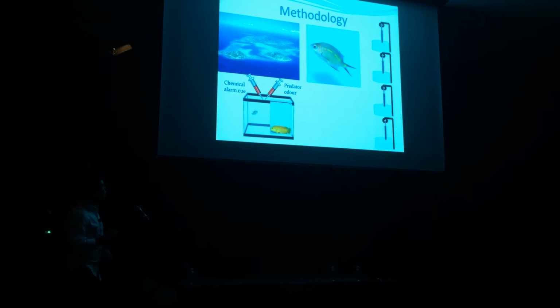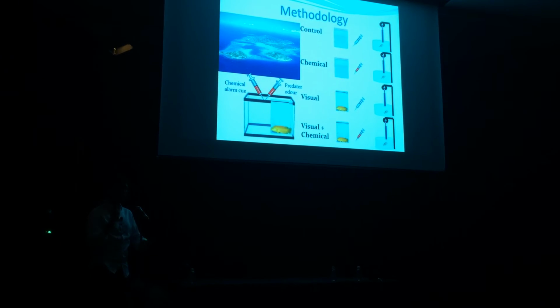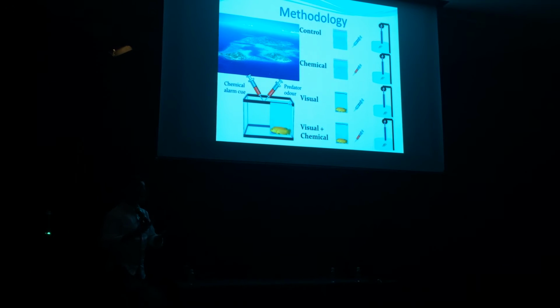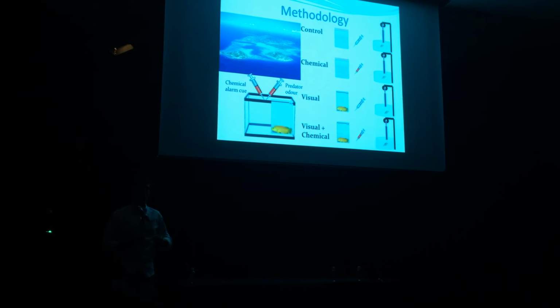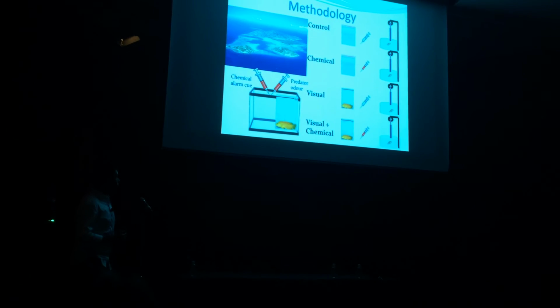From there, individual fish were put into one of 4 treatments. I had my control treatment, which was just an empty bag of salt water with a saltwater injection. A chemical treatment, which was the chemical alarm, the predator odor with an empty bag. The visual treatment was the predator in a bag with a saltwater injection, and a combination of both those predatory cues, that being predator in the bag and the predator odor injection.